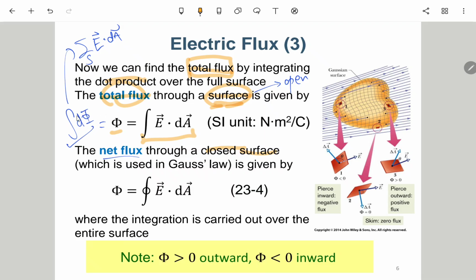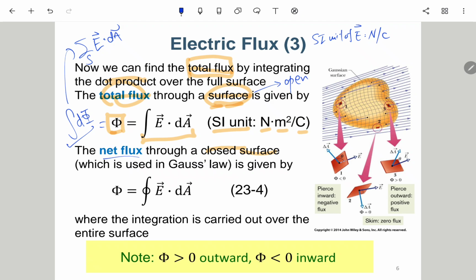In the previous page we had d phi to be this one, so you just put it there. And then for this phi we have the SI unit, N m squared over C. Why is it like this? If you still remember, the SI unit of E is N over C.